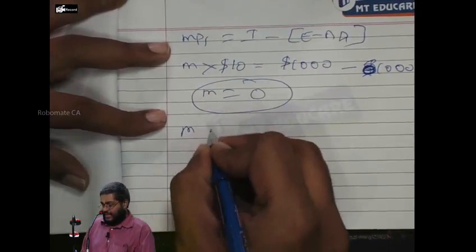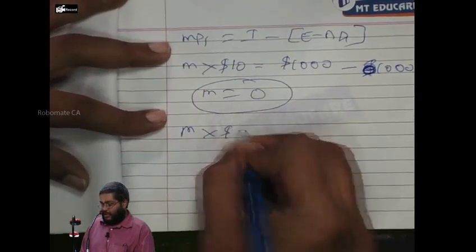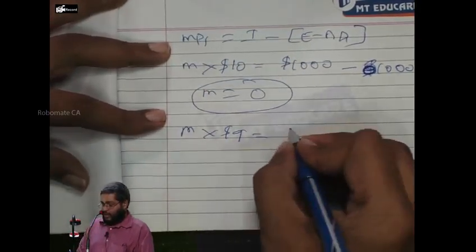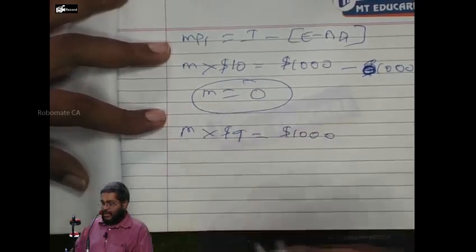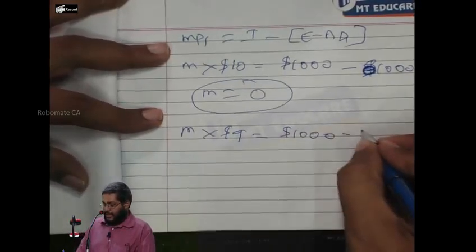In the next case, M P1 is what? M into $9 is equal to, what is the investment? $1,000 minus what is the dividend here?